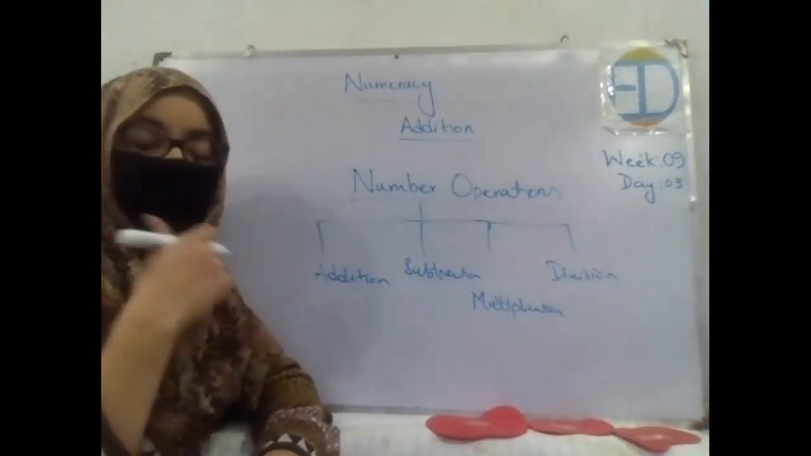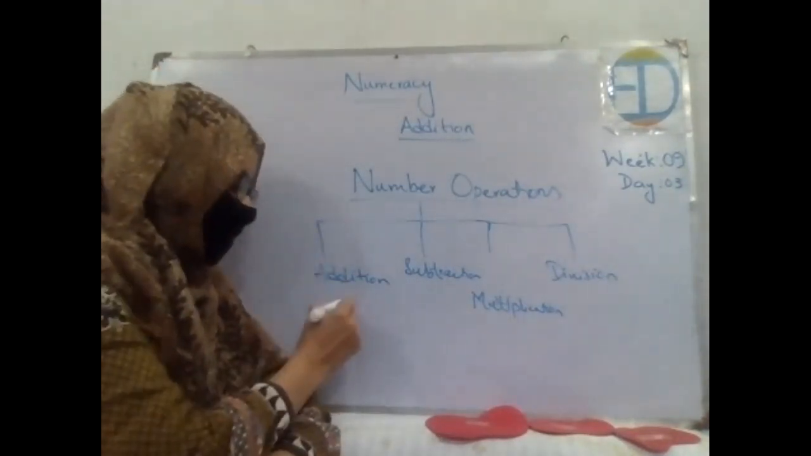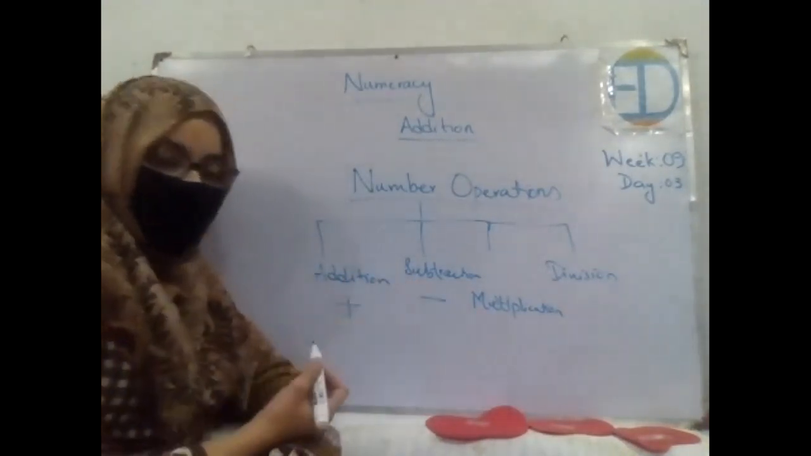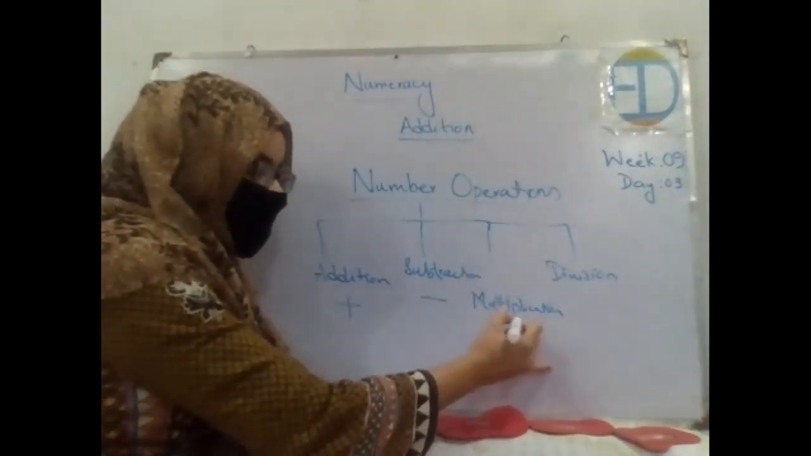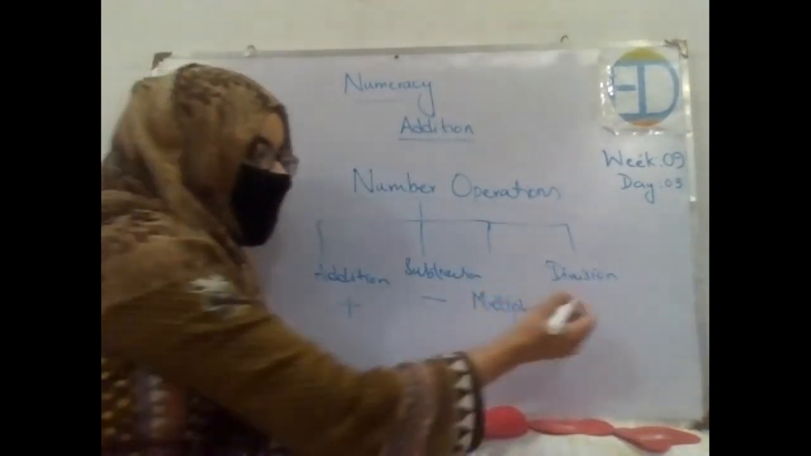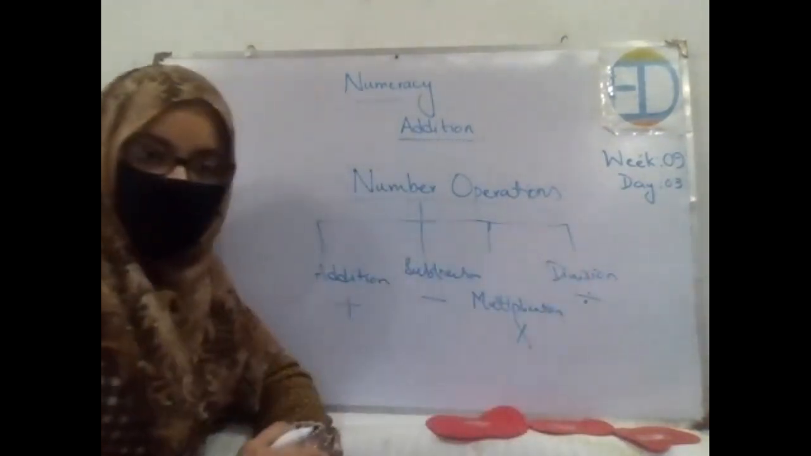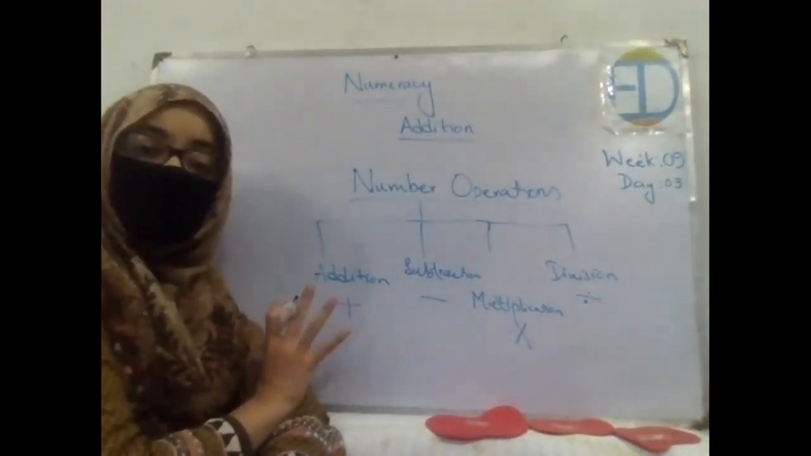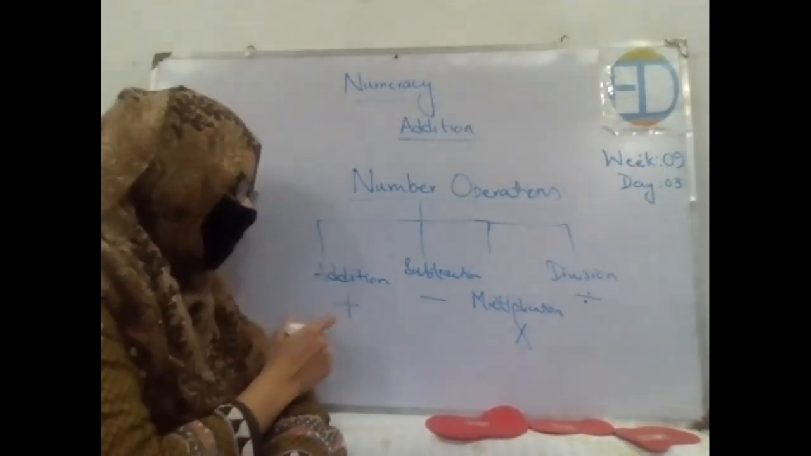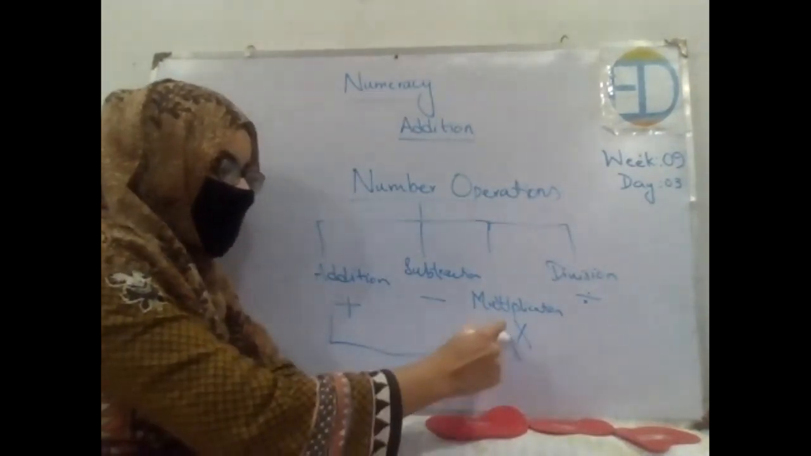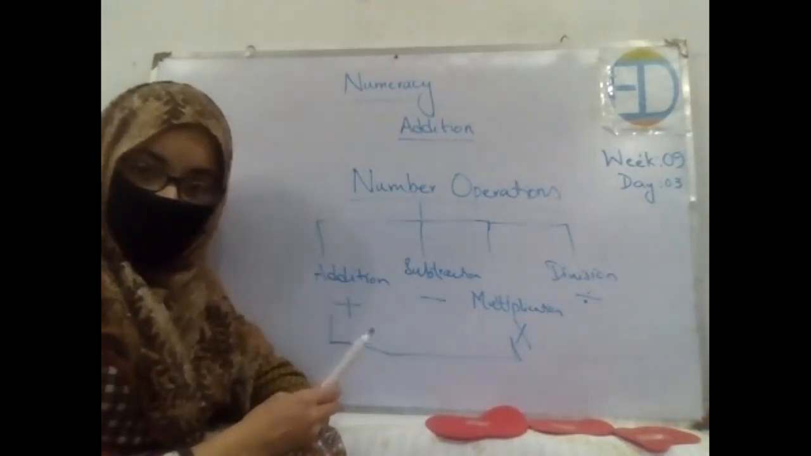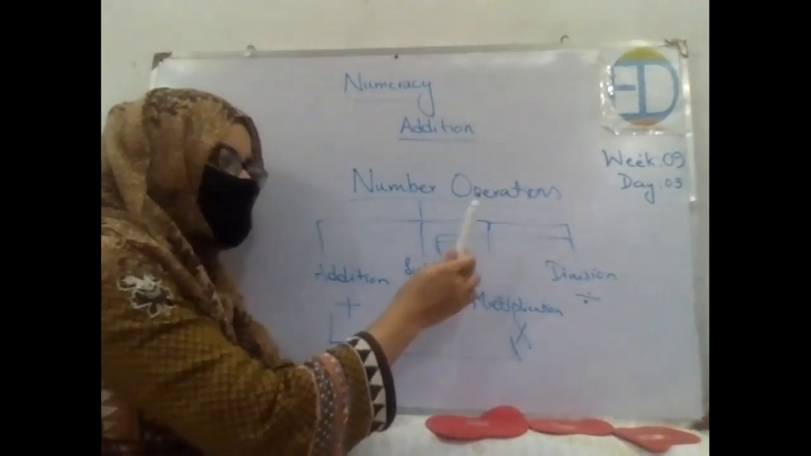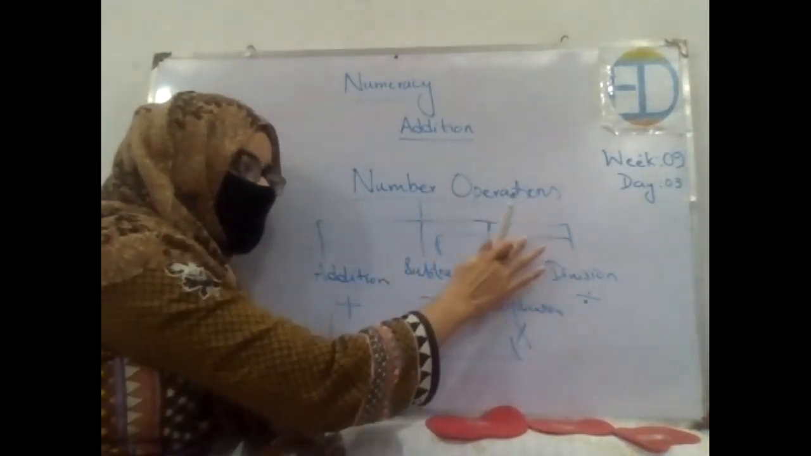Then we have different signs for every operation as well. For addition, we use this sign. For subtraction, we use a line, a minus sign. For multiplication, we use this cross, and for division, we use this sign, right? All of these operations are different from each other. Somehow addition can be compared to multiplication, or there are some similarities, and subtraction is usually compared in some ways to division, but we will not be discussing it in detail.